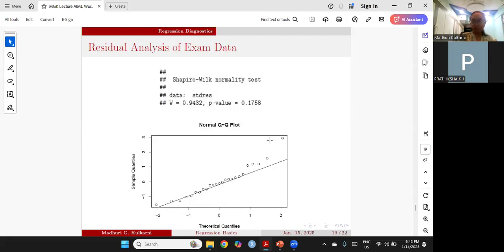So yes, I have plotted here the result of the Shapiro-Wilk normality test. You can see the p-value. By default, the hypothesis is that the errors are normally distributed, and the p-value is coming out to be 0.1758. Means I have got 17.58% evidence in support of the hypothesis that the data is following normality. So I'll accept it, and I would say that yes, the errors are normally distributed.